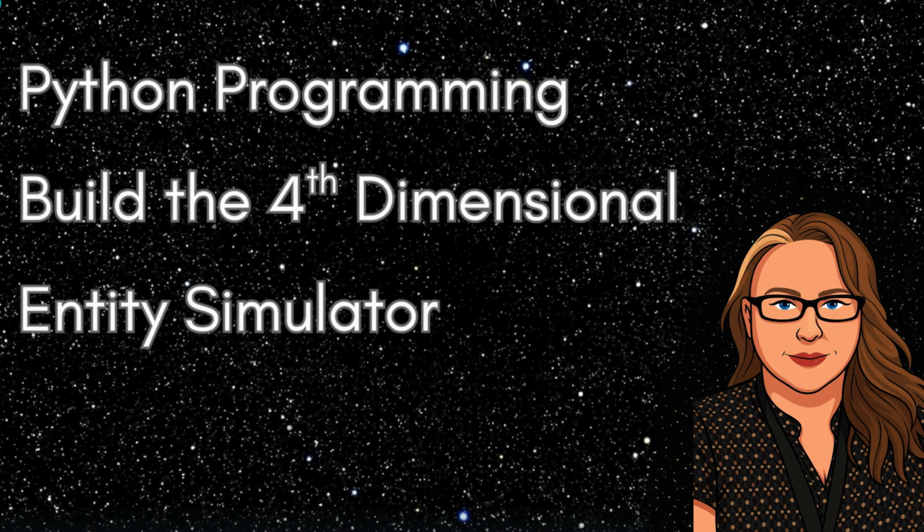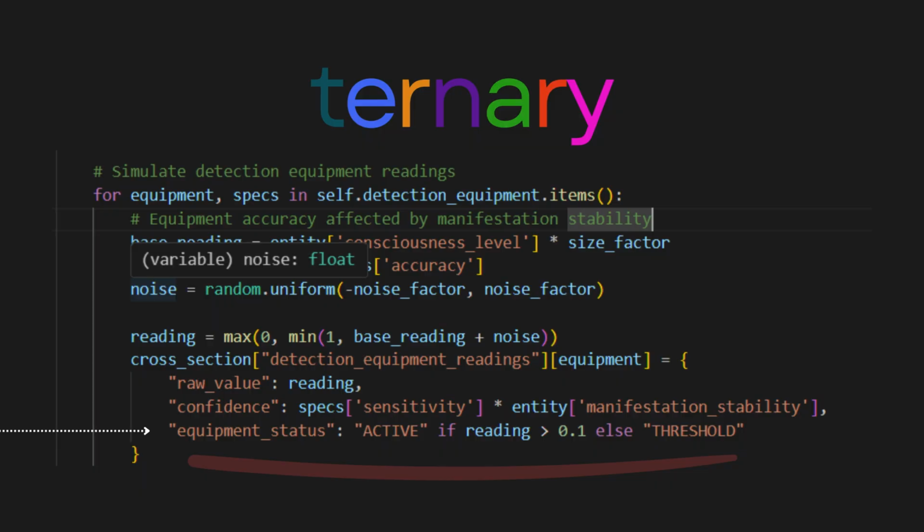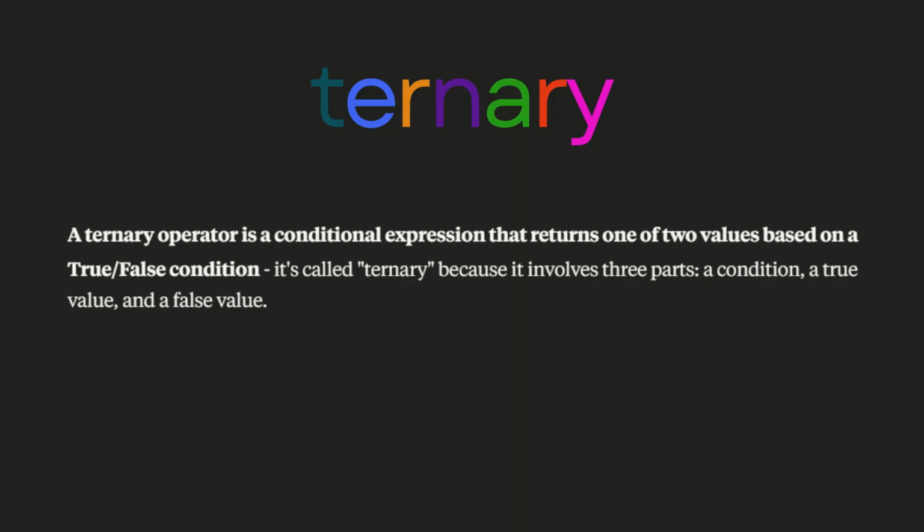Now we encounter Python's most elegant conditional syntax in this line. Equipment syntax: "active" in quotes if reading is greater than 0.1 else "threshold". This is the ternary operator, Python's compact way to choose between two values based on a condition, perfect for creating calculated dictionary values that depend on logical tests.